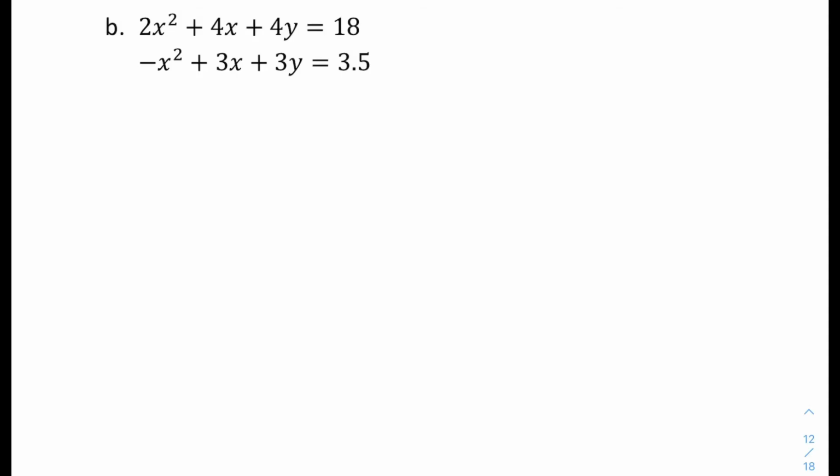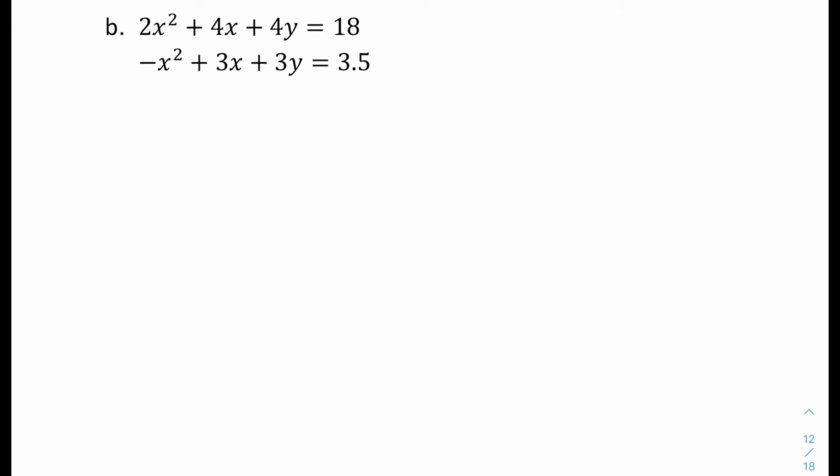So if I look at this one, substitution's not going to be a good option. I can't solve for x and get it by itself because I have x squared and x to the first. I could solve one of these for y, but then I'd have to plug it back in and it would turn into quite a mess. So I'm going to do elimination instead.